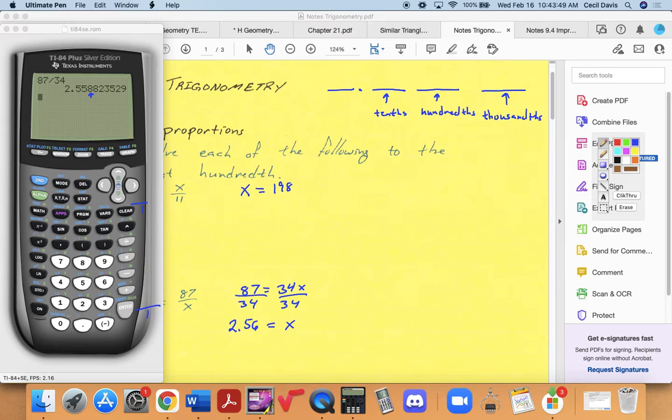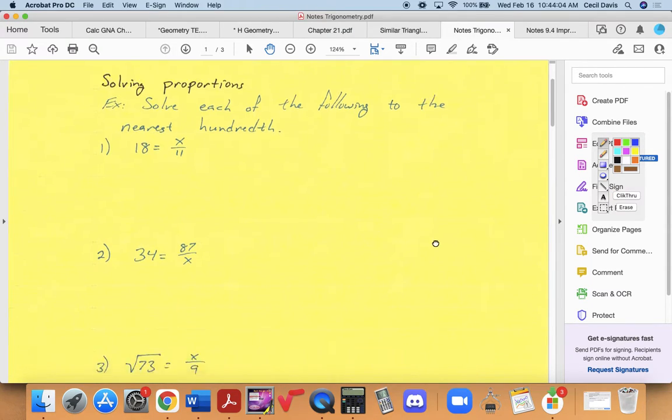Okay? And for those of you who are like, why is he doing this? Because you're going to have to be able to do this in the trig problems. And I'm really not trying to insult your intelligence. Some of you are like, man, this is crazy easy stuff. I know.